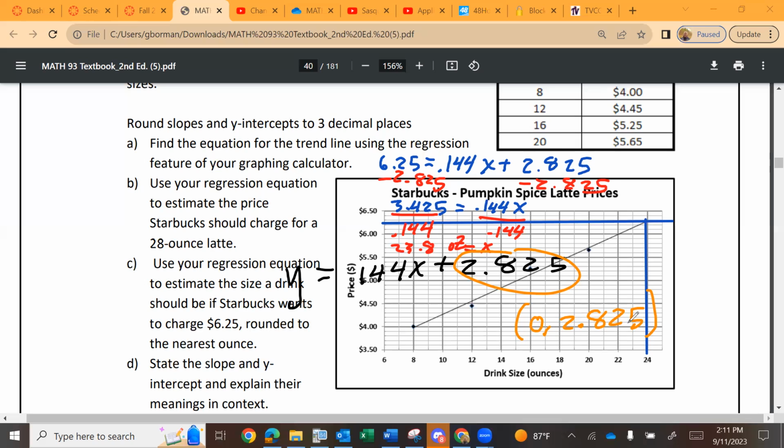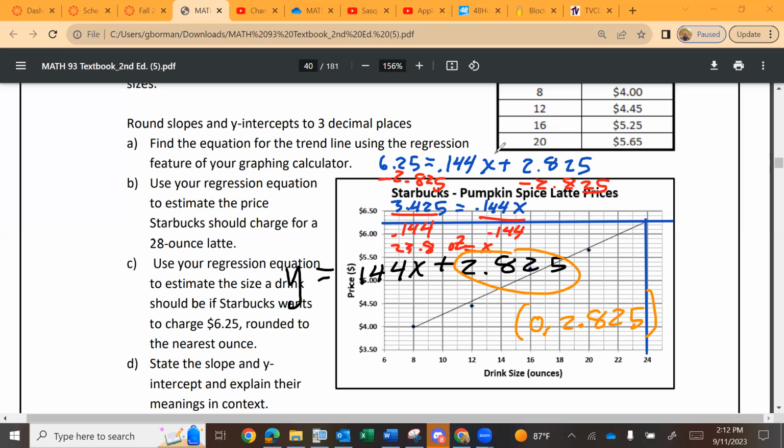Well, or you could say, the base price, I guess, is about $2.83, and then you start getting charged per ounce after that. But you need to explain what it means. Again, the X value, that is, in this problem, ounces, and the Y value is dollars. Okay, so at 0 ounces, you're paying $2.83. Okay, so we got that.